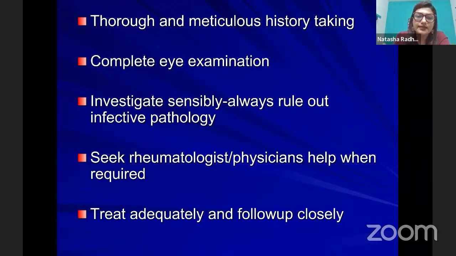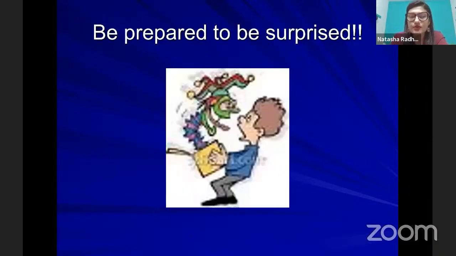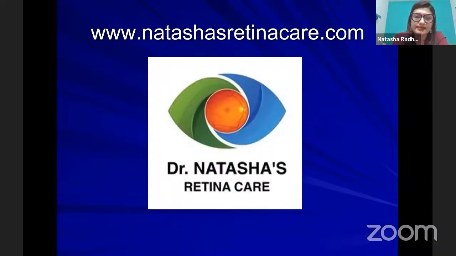In conclusion, a thorough and meticulous history taking, complete eye examination, investigating sensibly and ruling out infective pathology, seeking a rheumatology or physician's help when required, and treating adequately and following closely is your key to a good uveitis outcome. But you should always be prepared to be surprised.